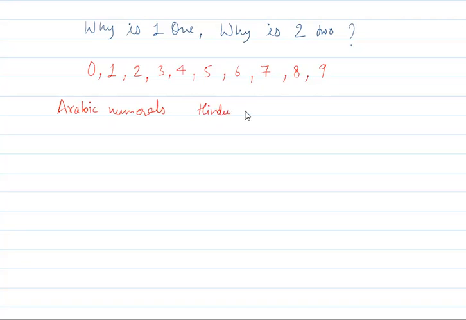So in present day we know that there are 10 numbers in mathematics. What are those? 0, 1, 2, 3, 4, 5, 6, 7, 8 and 9. All right. So these are known as Arabic numerals. And they are also called Hindu Arabic numerals.